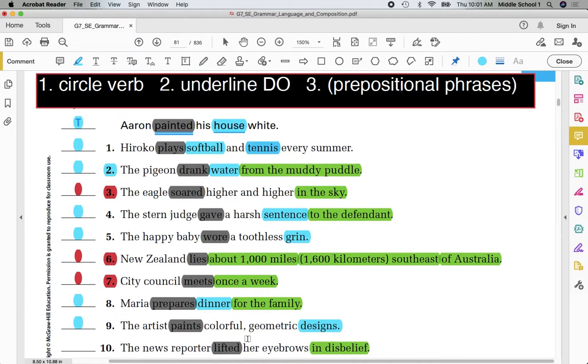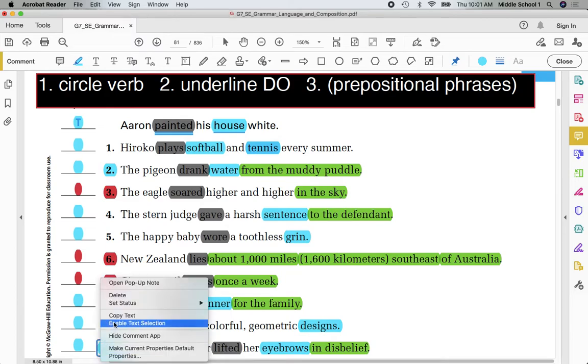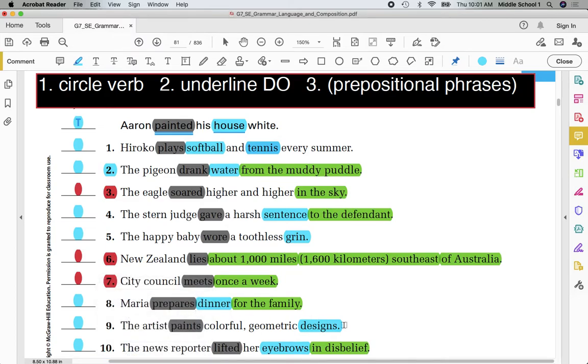Number 10. The news reporter lifted her eyebrows in disbelief. Lifted what? Lifted eyebrows. That is transitive. Number 10 is transitive. Prepositional phrase, in disbelief.